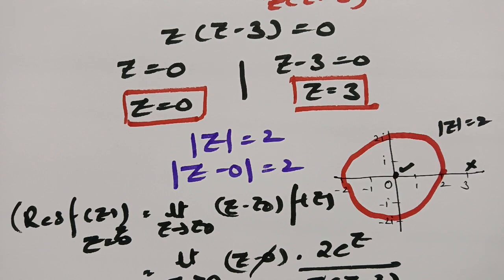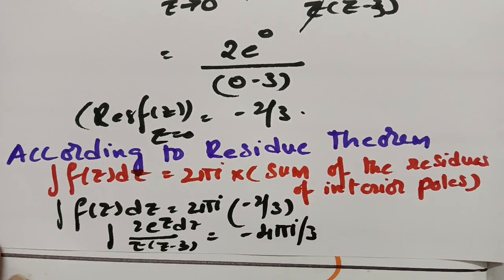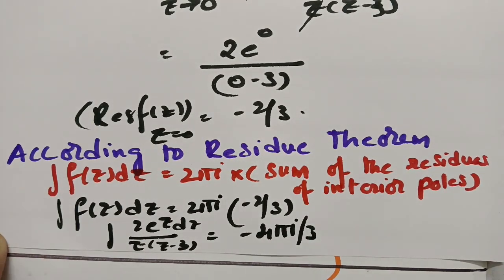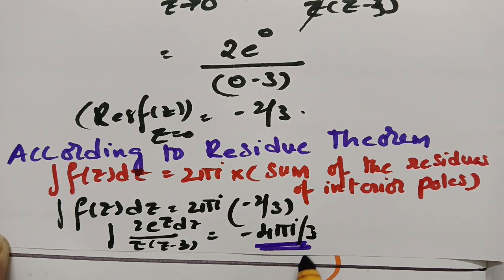So what is f(z)? That is 2 e^z dz by z(z - 3), and the value is minus 4 pi i by 3.